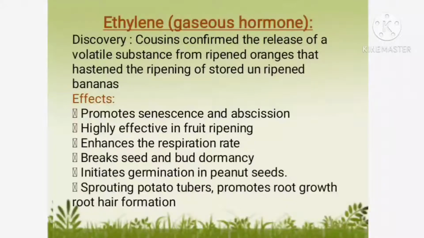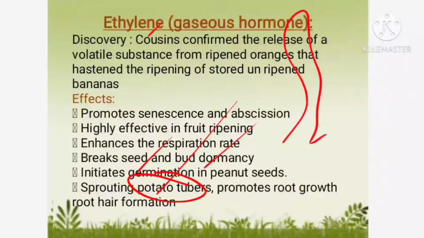So ethylene gas is breaking what? If you apply ethylene over the seed or the bud, the dormancy period will be broken and they will germinate very fast. It initiates germination in peanut seeds. It sprouts tubers. For potato, when ethylene gas is exposed to the tubers, you can find the leaves starting to come. It promotes root hair formation and root growth.